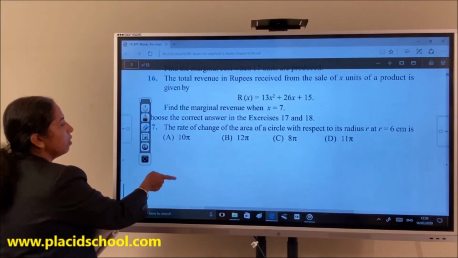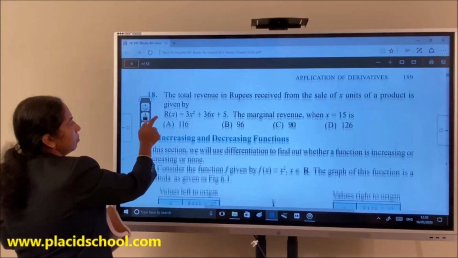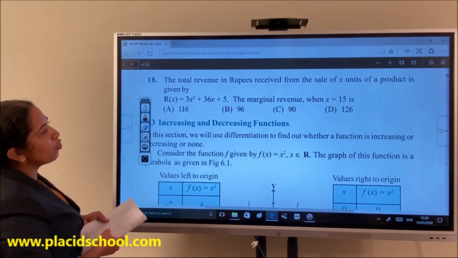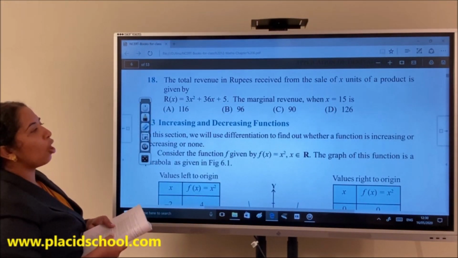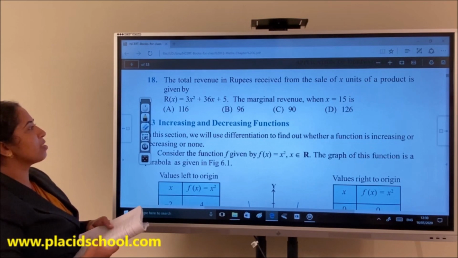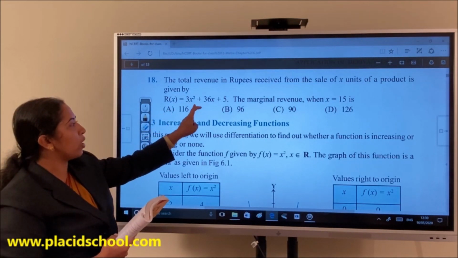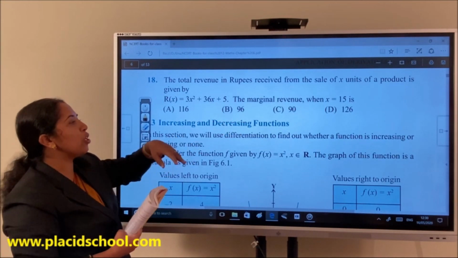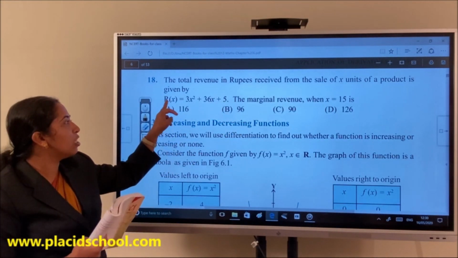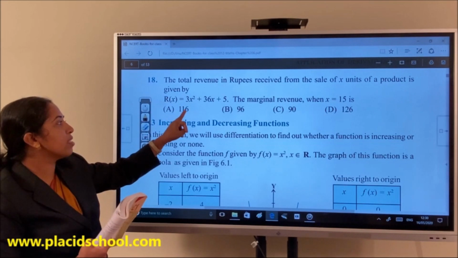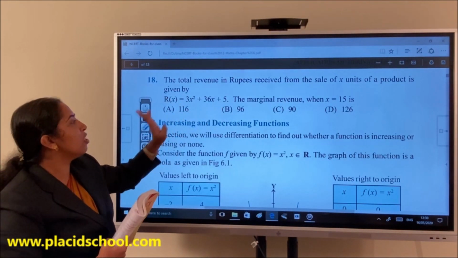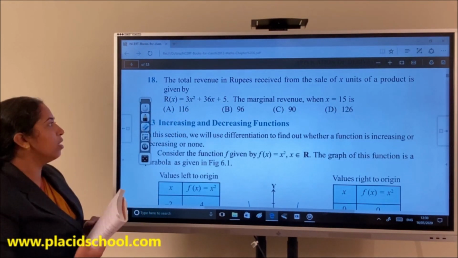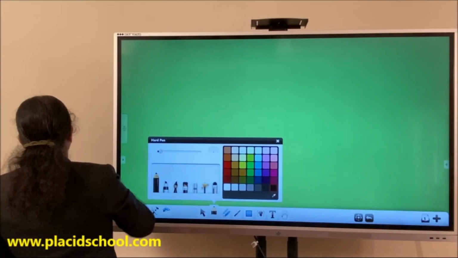Question number 18. The total revenue in rupees received from the sale of x units of a product is given by R of x is equal to 3x square plus 36x plus 5. The marginal revenue when x is equal to 15 is, just find the first derivative R dash x, substitute 15 in the first derivative, you will get the answer. So moving on to that.